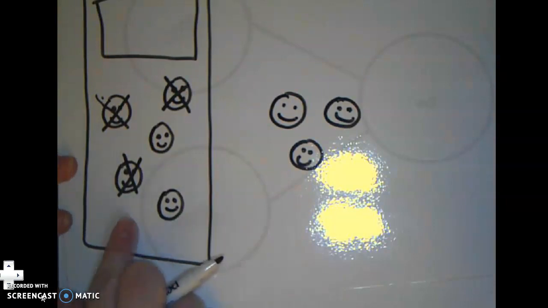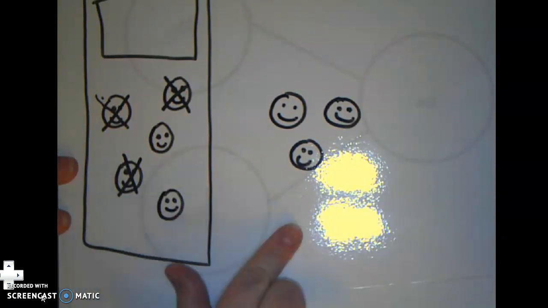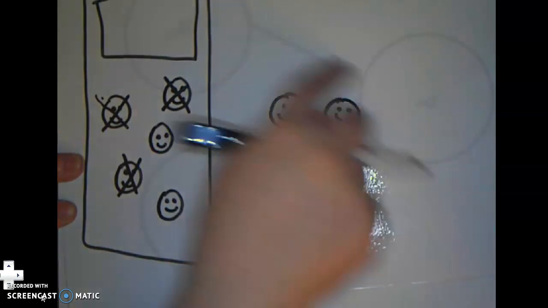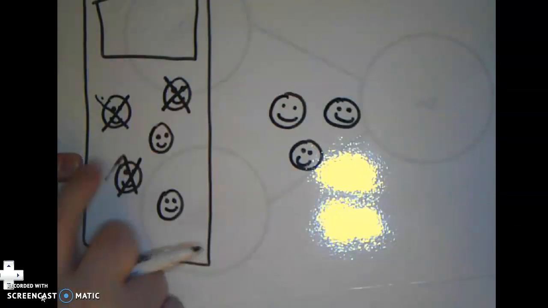Alright, we still have our group up on the bed. We still have our group down on the floor. Together it makes all 5 monkeys.